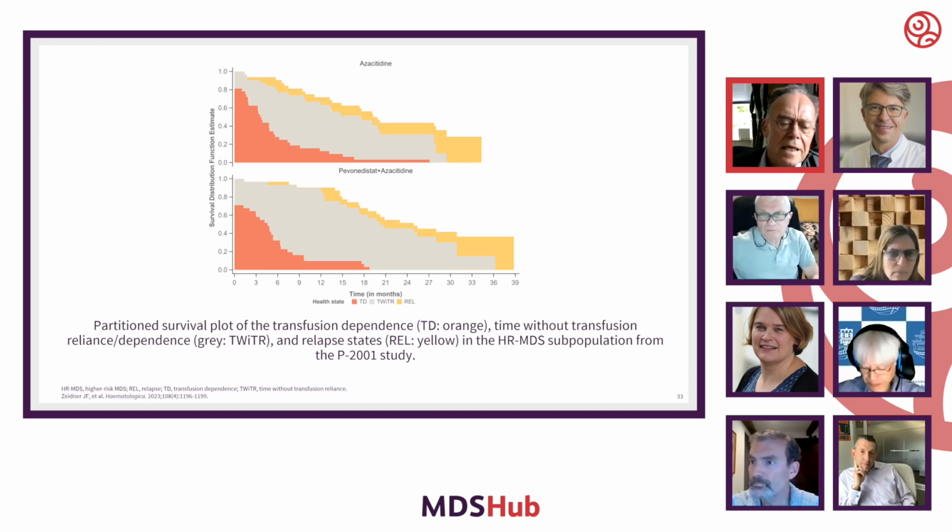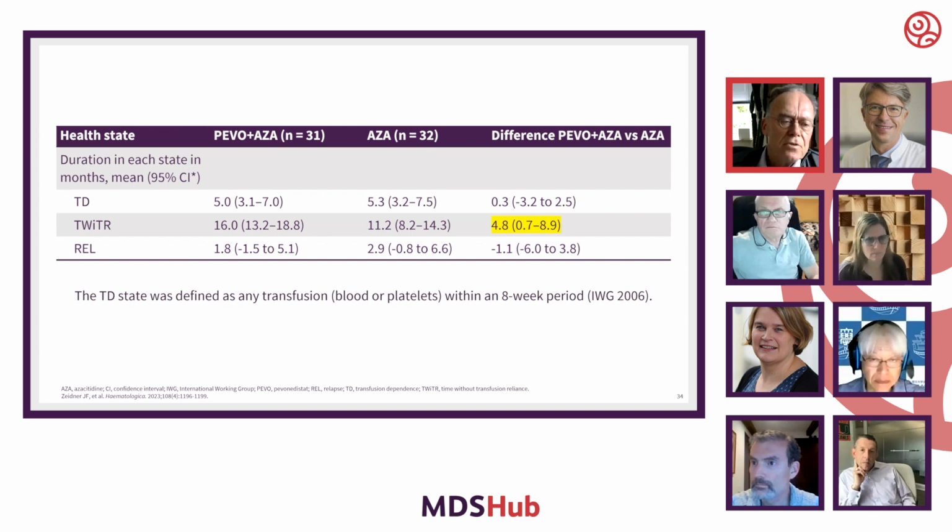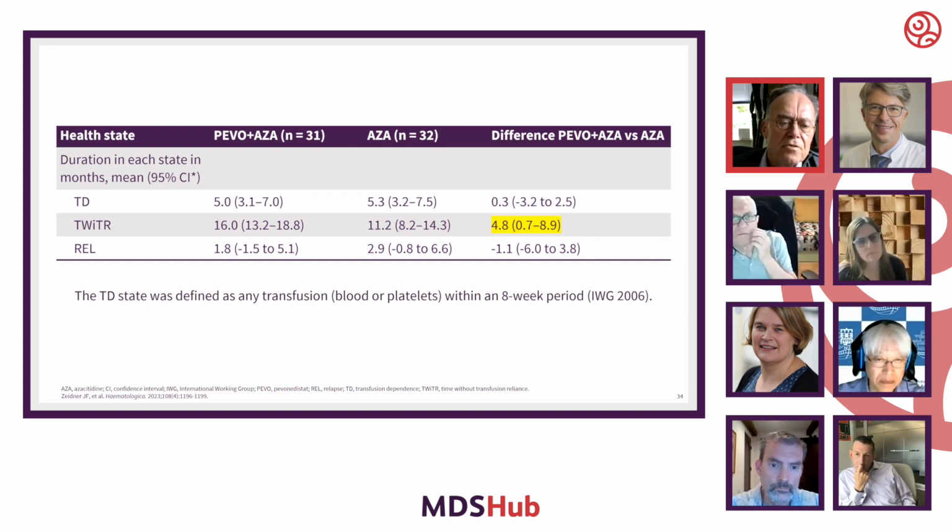Next slide. And here you have the numbers. So in the transfusion-dependent state, the duration was 5 months in the experimental arm compared to 5.3 months in the control arm. It's not different. The TWiTR stage, so the transfusion-free and relapse-free period, was 16 months in the pevonedistat arm compared to 11 months in the azacitidine arm. And this is significantly different, 5 months difference around. And in the relapse state, there is no real difference between the two arms. Next slide.